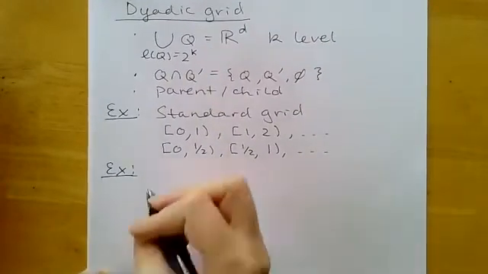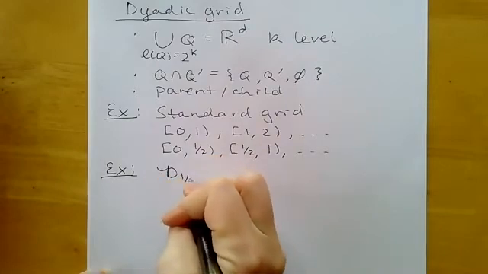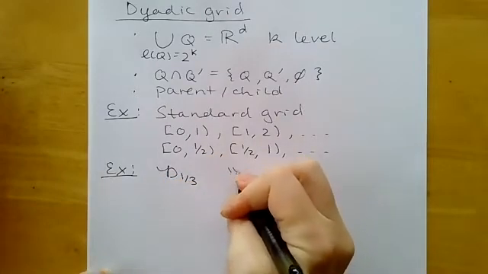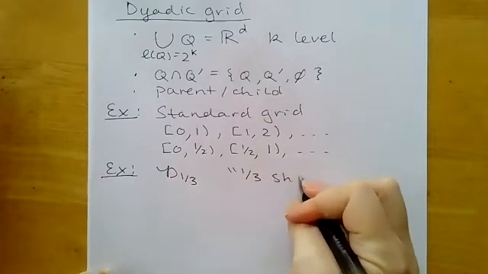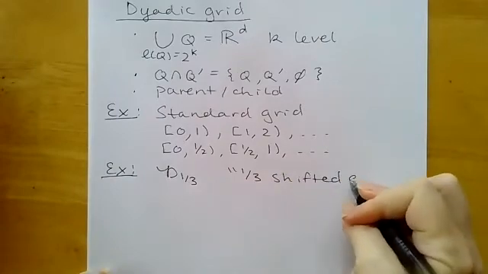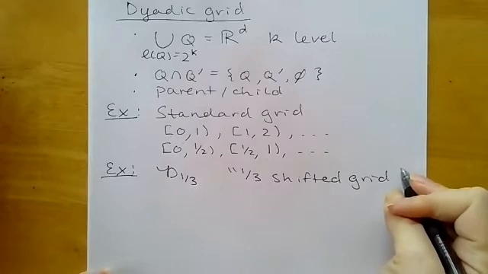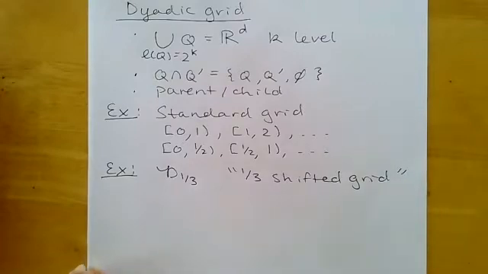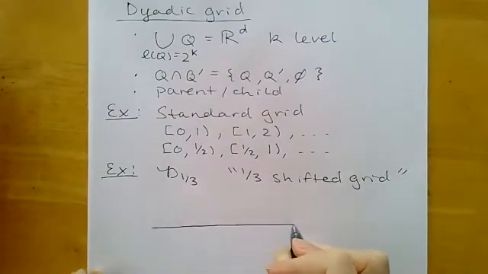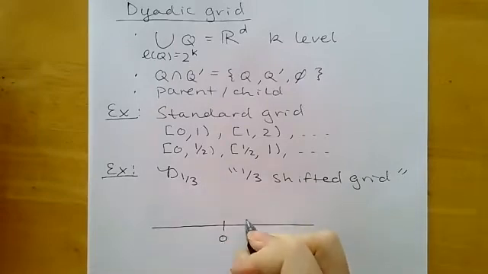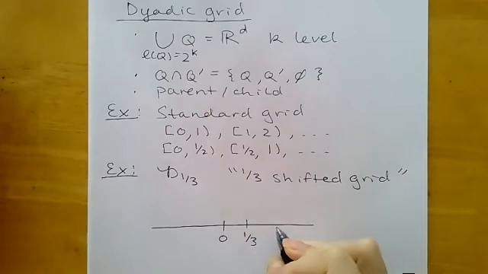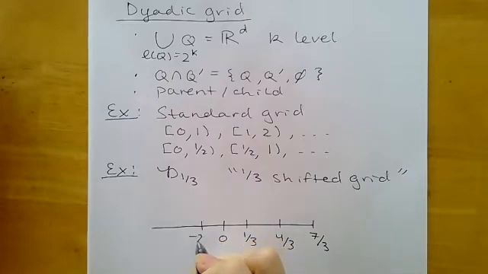And this is sometimes called the shifted 1/3 grid. So 1/3 shifted grid. And I'll abbreviate this as D^{1/3} or G^{1/3}. And this is best seen by drawing what it looks like. So we'll have the point 0, we'll have this point 1/3, 4/3, and 7/3, and so on. And then -2/3 and -5/3.